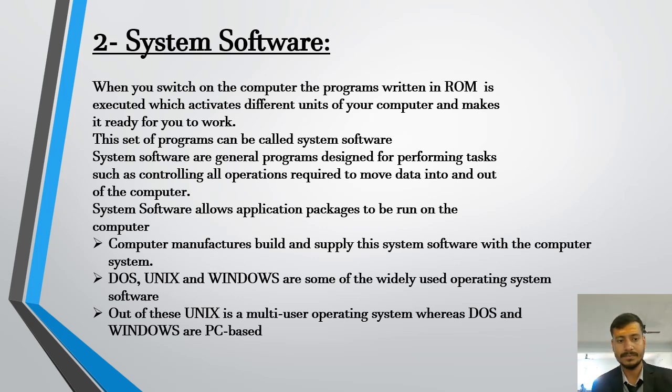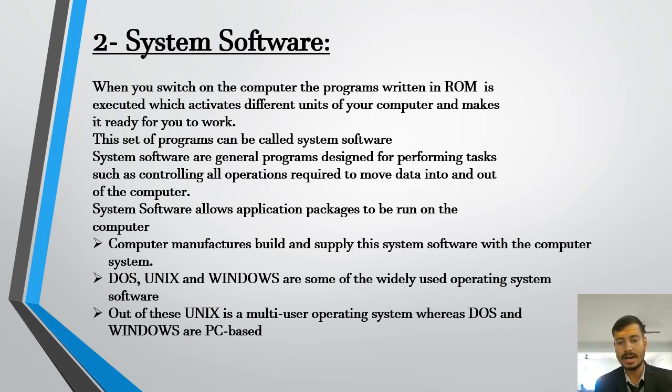System software. When you switch on the computer, the program written in ROM is executed, which activates different units of your computer and makes it ready for you to work. This set of programs can be called system software. System software are generally programs designed for performing tasks such as controlling all operations required to move data into and out of the computer. System software allows application packages to be run on the computers.